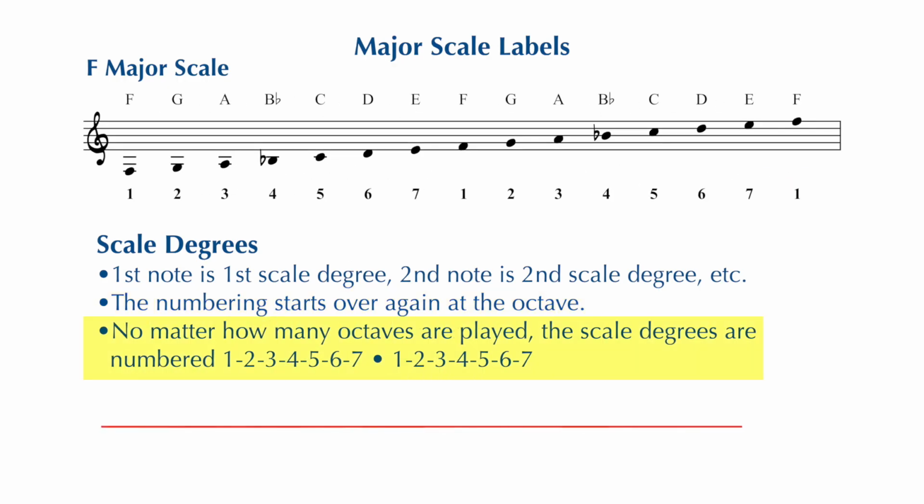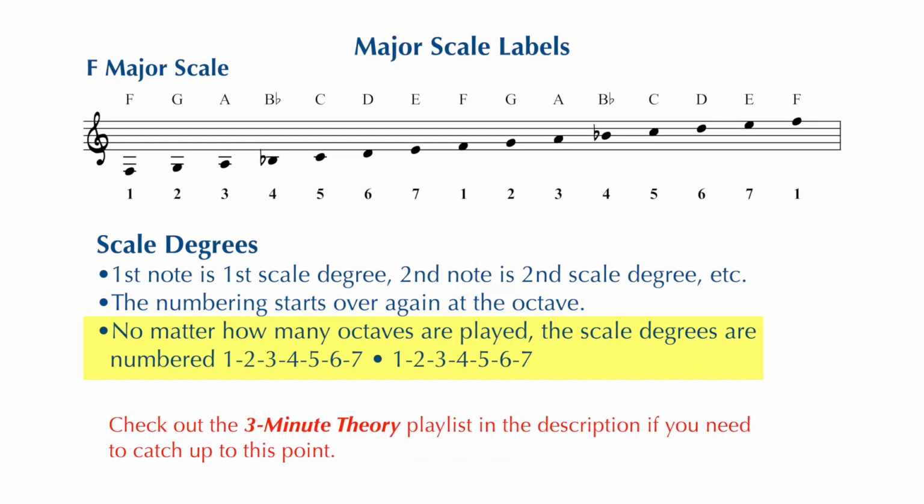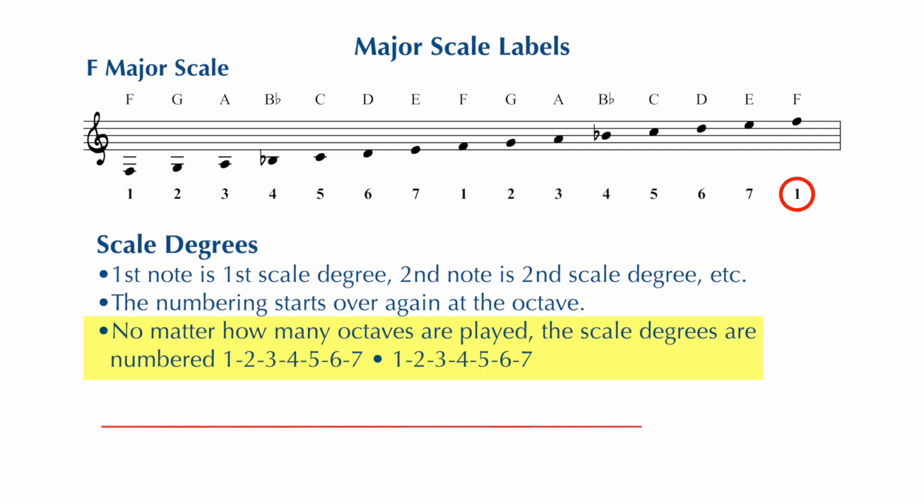So if we have a 2-octave F major scale, here's what those scale degrees look like. 1, 2, 3, 4, 5, 6, 7, and it starts over: 1, 2, 3, 4, 5, 6, 7, and here's another F, so that is 1.